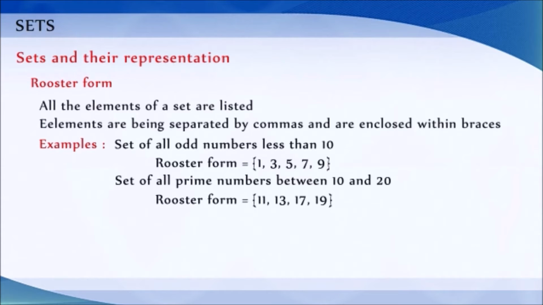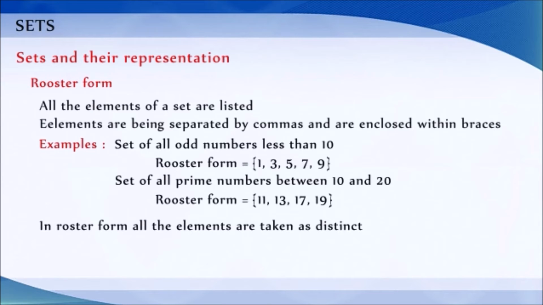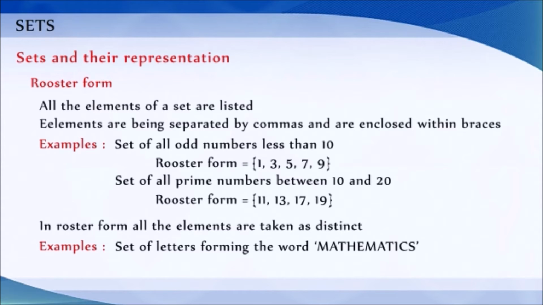While writing a set in roster form, an element is not generally repeated. That is, all the elements are taken as distinct. For example, the set of all letters of the word mathematics is {M, A, T, H, E, I, C, S}. Even though the letters M, A and T occur twice in the word mathematics, we should take them only one time while listing in roster form.